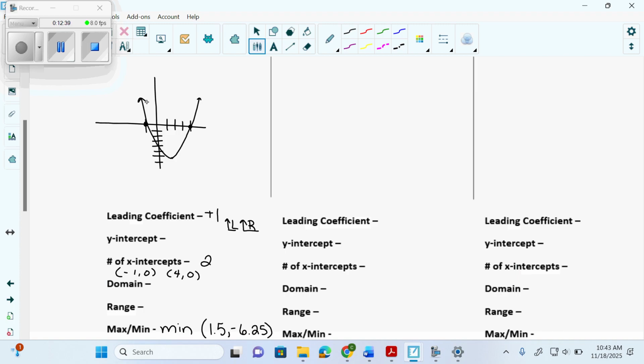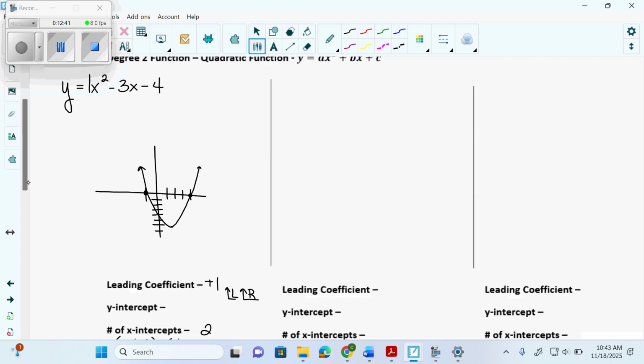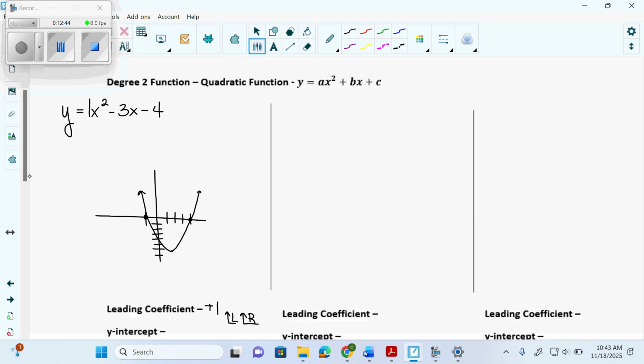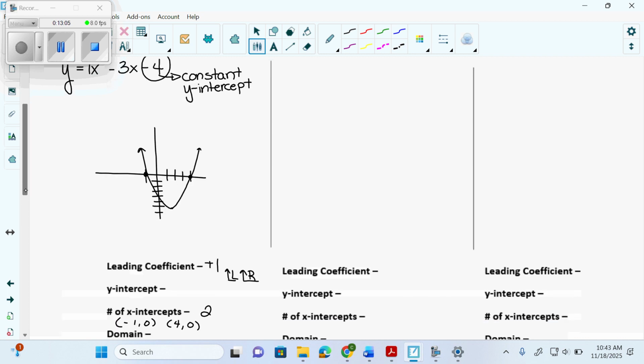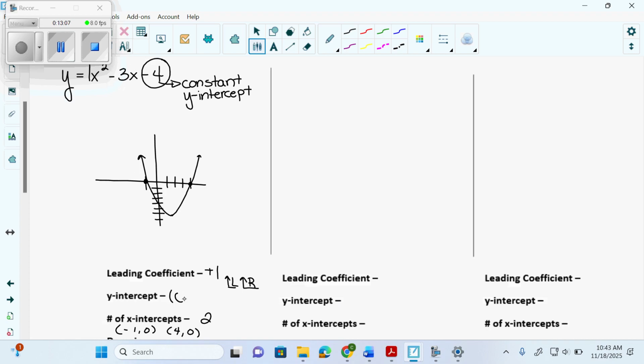What is my y-intercept on this equation? Negative 4. Remember, the key thing is this has to be in standard form, so no brackets, right? Then my constant, the number without a variable, is my y-intercept. So my y-intercept is at (0, negative 4). Do you agree?